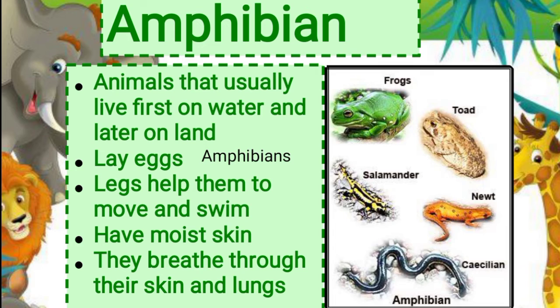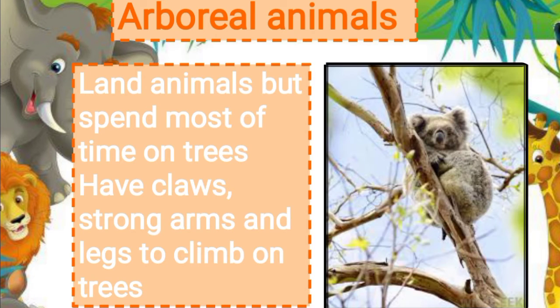And they are cold-blooded animals, which means that they can change their body temperature with the change in the temperature of their surrounding. And the back legs of these animals are stronger than their front legs, and this helps them to jump, which is how they move on land. And they have web feet that help them to swim in water.